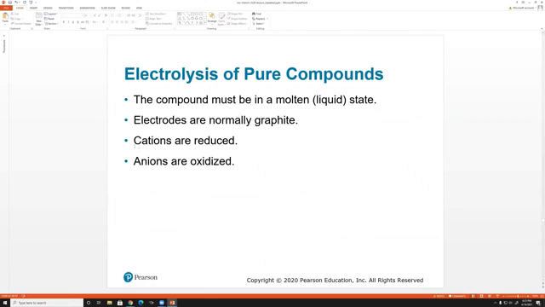Generally, you don't have to really remember this for exams, but the cations are generally reduced and the anions are oxidized. That makes sense, right? Because your cations are positive charge, and in electrolysis what they normally want to do is become neutral. To become neutral, you have to gain electrons. So cations are gaining electrons to get to neutral. And anions, to get to neutral, want to lose electrons. So they're being oxidized.